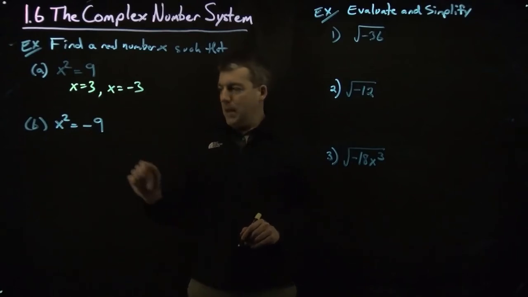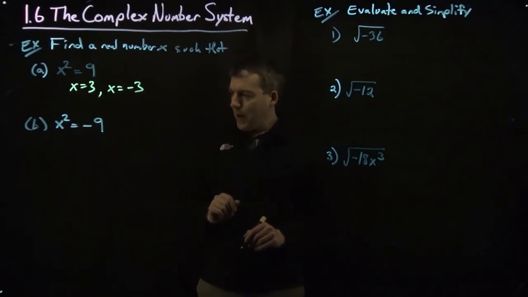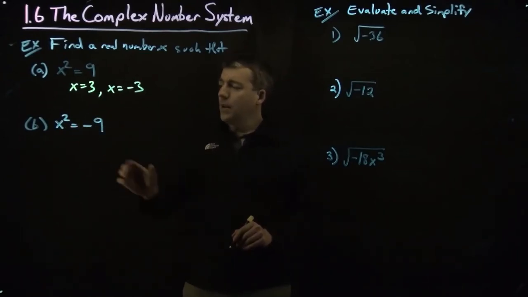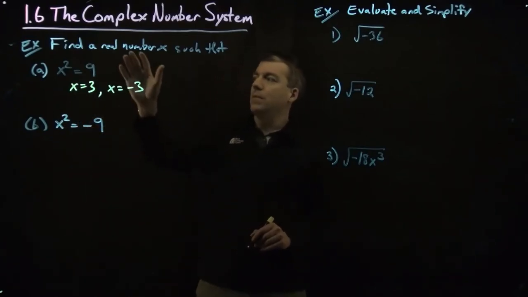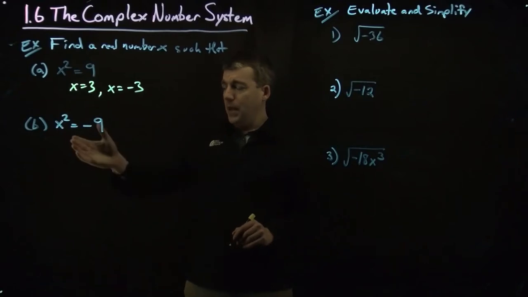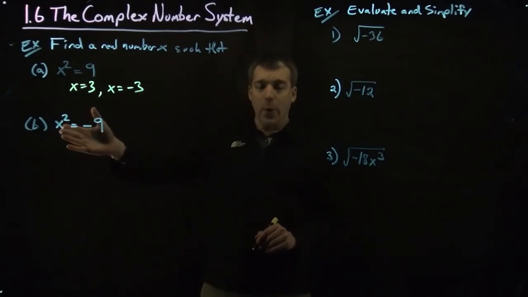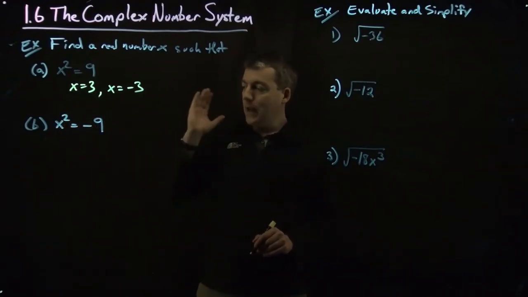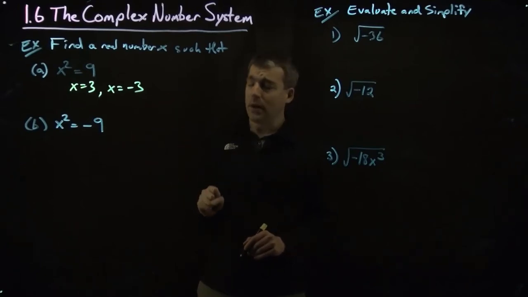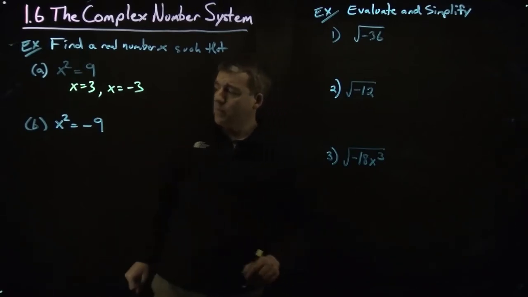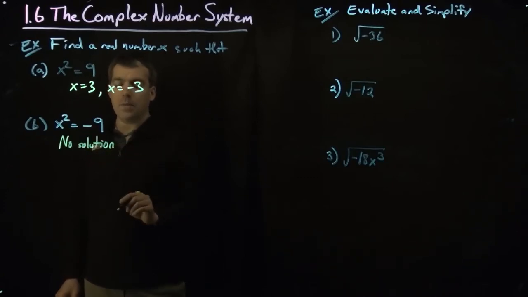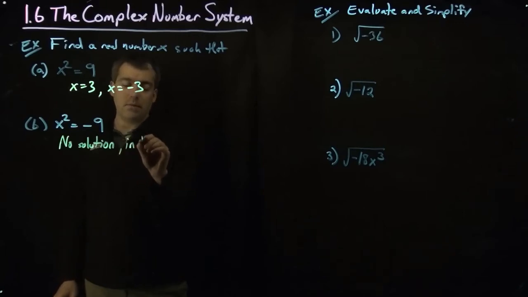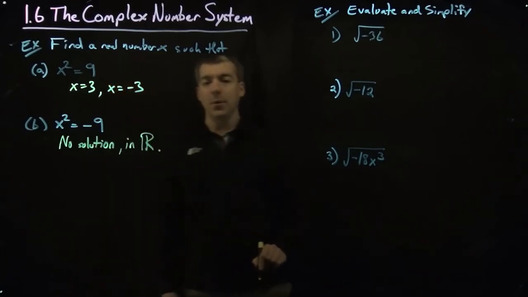Let's look at example B. x squared equals negative 9. And here we'll see that there's no value for x that would solve this, as long as we're looking at real numbers, because no real number squared is negative. So for this we'd have to say there is no solution, at least in the real numbers.